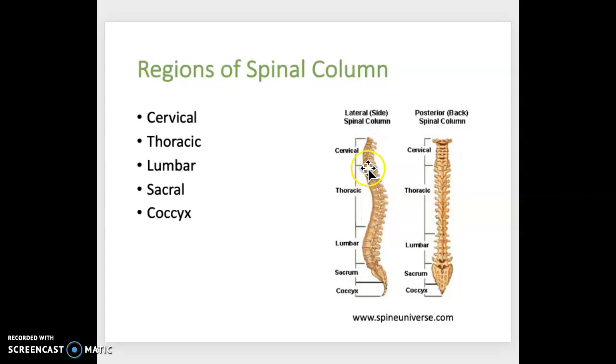The thoracic section is located in the chest area. The lumbar area is in the lower back, so it's even further down. Sacral is also lower back, and coccyx is the tailbone.